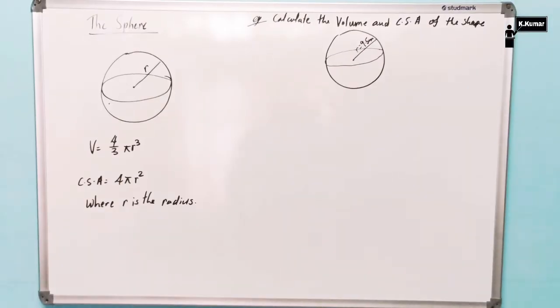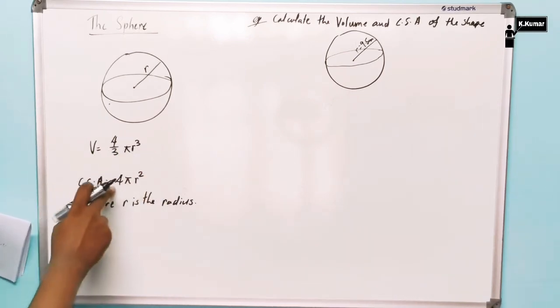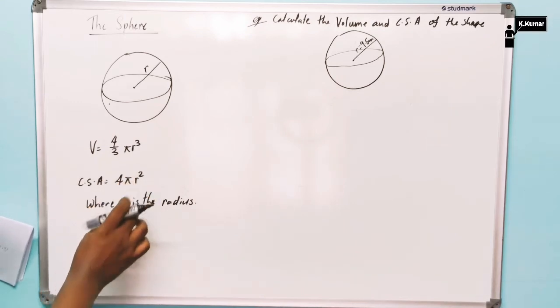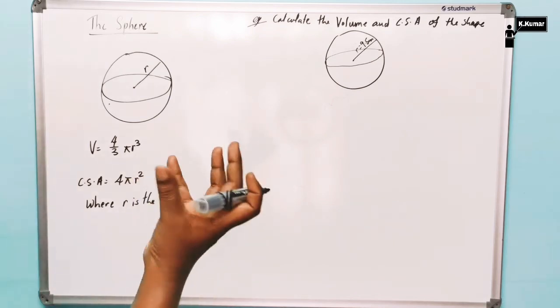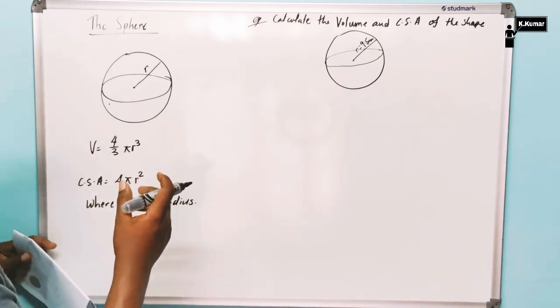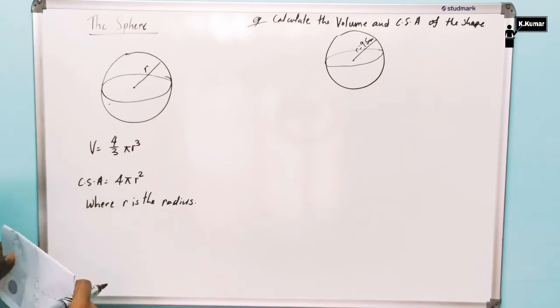So the fourth shape we're going to look at is a sphere. And remember, the sphere is a ball. So the volume for a sphere is 4 over 3 pi r cubed, and the curved surface area is 4 pi r squared, where r is the radius. So all you need for this one is the radius. Remember that it's circular, right? So we have a curved surface area.